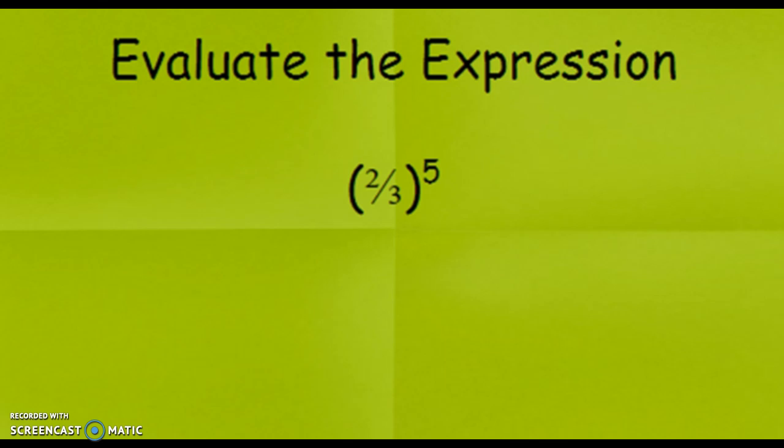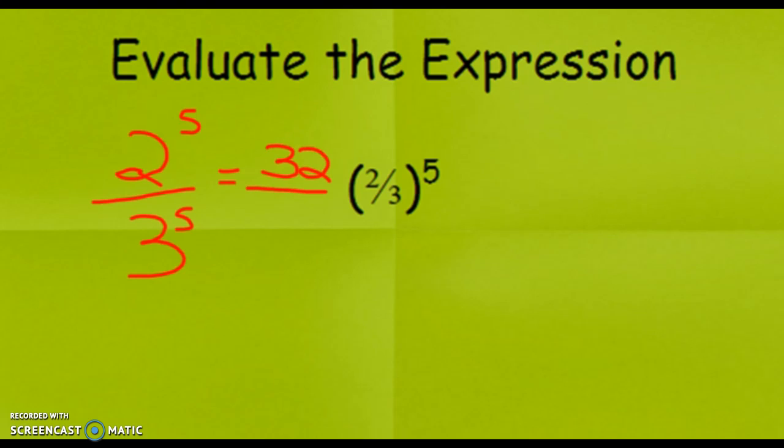So the first question here says to evaluate the expression, and it is 2/3 to the fifth power. How we do these is we're going to write it as its original fraction, but since we have an exponent of 5, we need to do both of these numbers to the fifth power. So 2 to the fifth power is, let's see, 2 times 2 is 4, times 2 is 8, times 2 is 16, so that's going to be 32, over 3 to the fifth power.